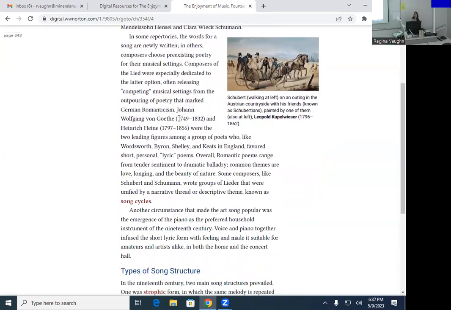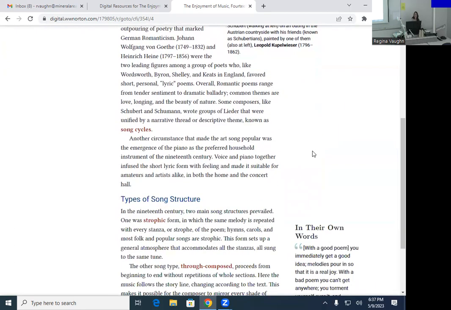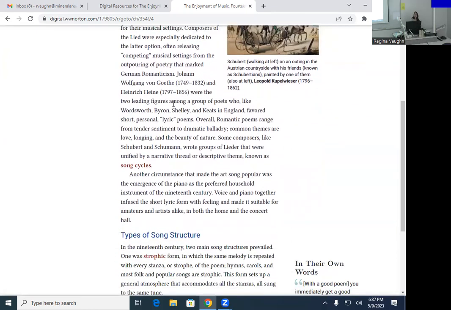We mentioned Goethe and Heine being two of their favorite poets, and they were of the same school as Wordsworth, Byron, Shelley, and Keats in England. They tended to write shorter, more lyric poems, often about nature and the beauty of nature, very dramatic, and that was something that Romantic composers were drawn to.